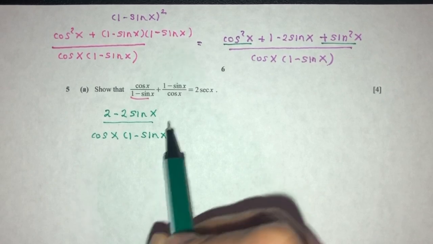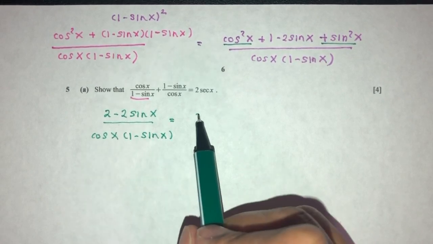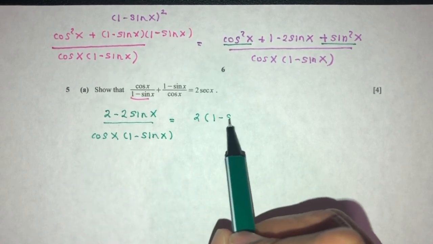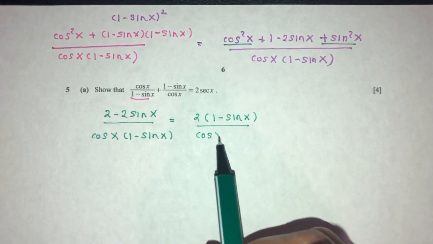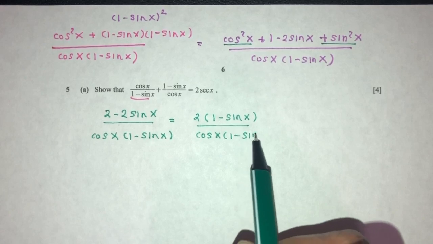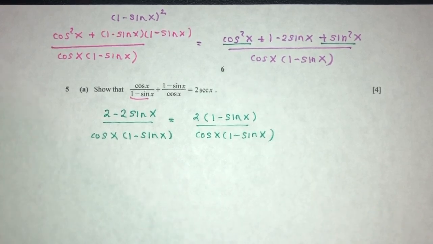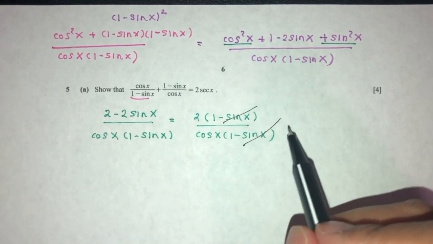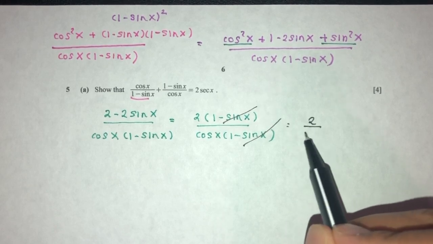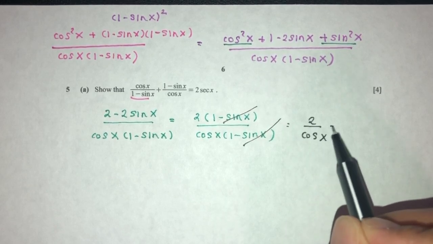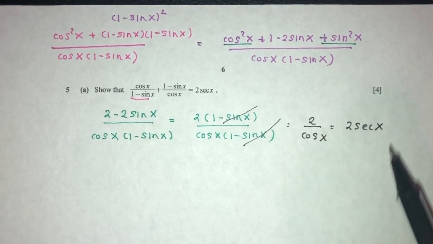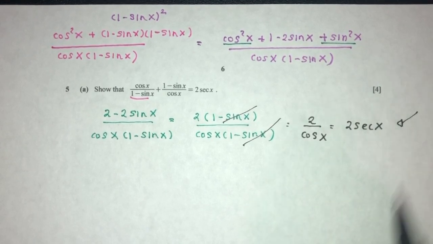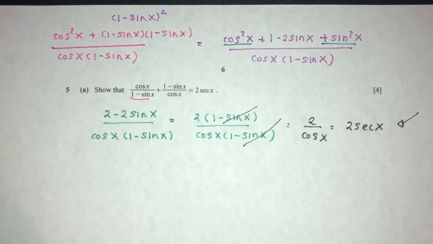Now can you see already what's happening? Yes, we can factorize 2. You will have 2 here, 1 minus sine x over the value of cos x and 1 minus sine x. Therefore, these two will cancel out. So you will have just 2 over cos x, which is simply 2 sec x, because 1 over cos is sec x. Shown as required for question number 5A. Done.